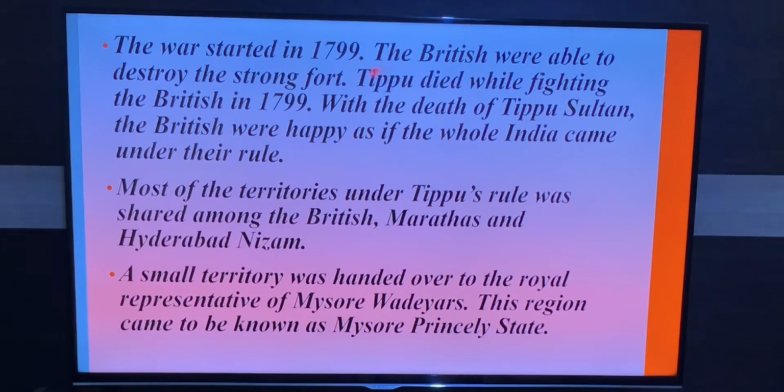The Fourth Anglo-Mysore War started in the year 1799. The British were able to destroy the fort. Tipu died while fighting in 1799. After the death of Tipu, his territories were shared among the British, Marathas and Hyderabad. A small territory was handed over to the royal representative of the Mysore Wadiyar. This region came to be known as the Princely State.